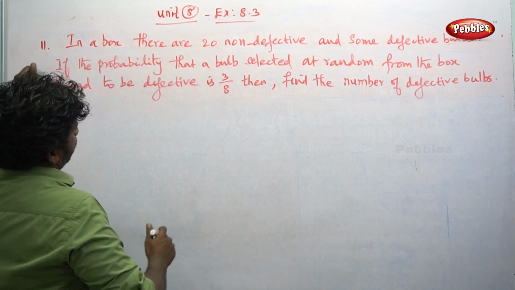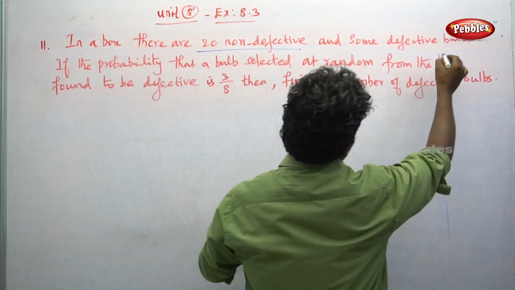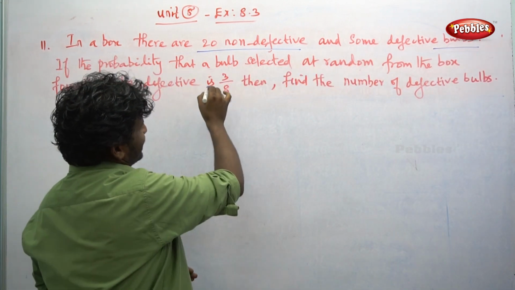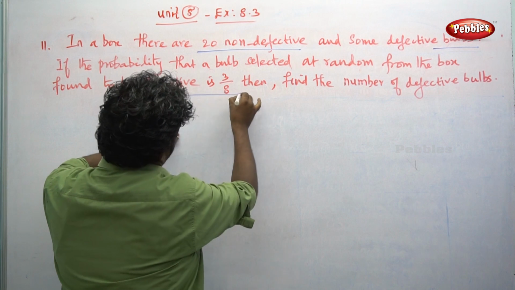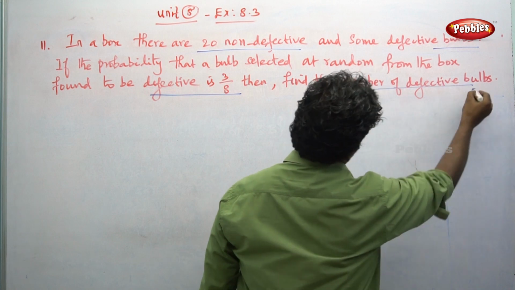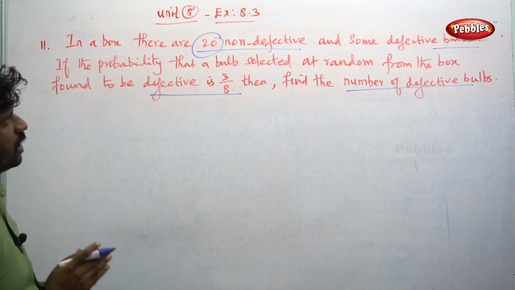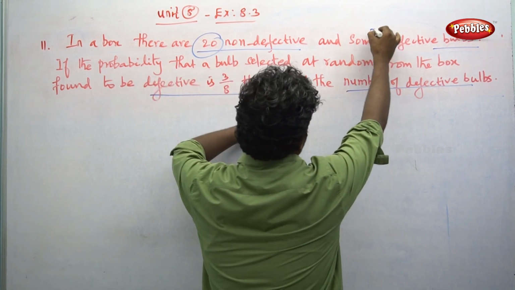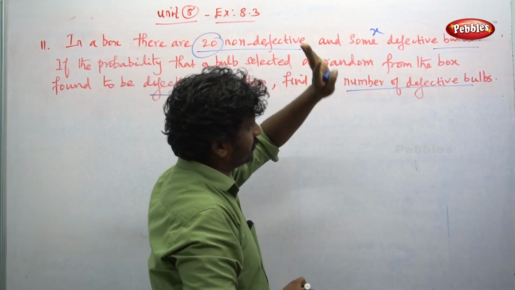In a box there are 20 non-defective and some defective bulbs, right? If the probability that a bulb selected at a random from the box found to be defective is 3 by 8, then find the number of defective bulbs, right? But non-defective bulbs 20. அப்படினா என்ன அர்த்தம்? Defect ஆகாம damage ஆகாத bulb வந்து 20 இருக்கு, right? Some defective bulbs னு கொடுத்திருக்காங்க. அத நம்ம x னு எடுத்துக்கிறோம், right? So question என்ன? Find the number of defective bulbs. So what is the x value, right?